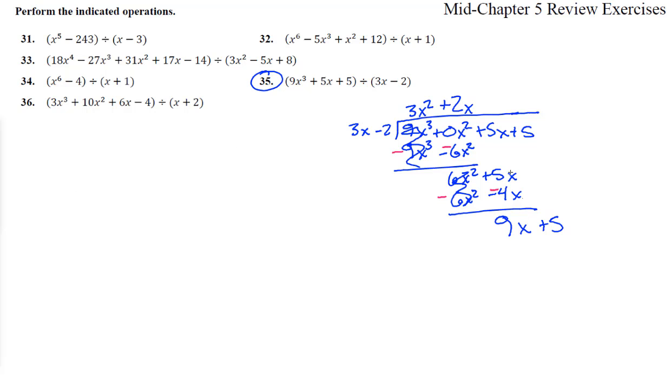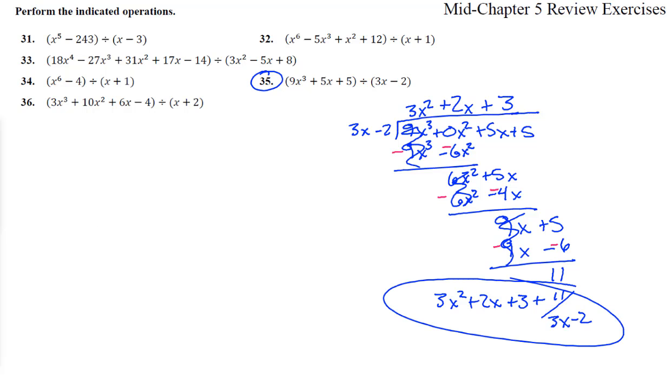So then 3x goes into 9x 3 times. 3 times 3 is 9x. 3 times a minus 2 is a minus 6. And subtract those. And then, what do we have? Gone. And that's 5 minus a minus 6 is 11. So our answer is 3x squared plus 2x plus 3, with the remainder over the divisor, 3x minus 2. Cool. All right, last one, number 36.